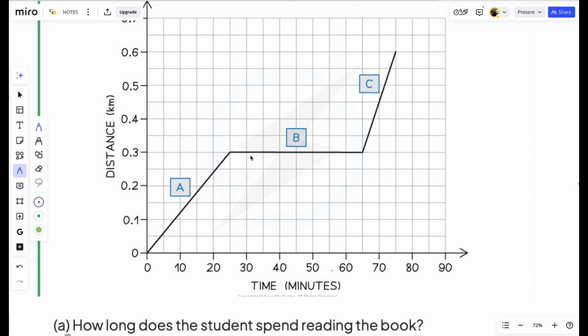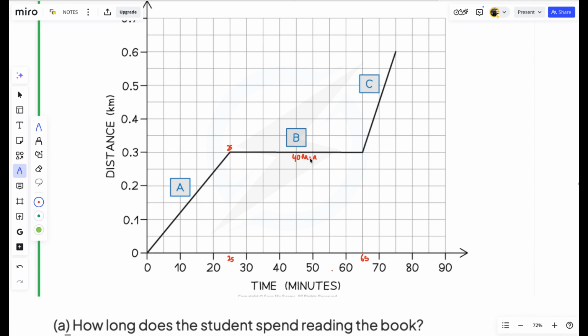Here, the student was sitting down reading from 25 minutes. If you look at this place, it's 25 minutes. If you trace it down, here's 25 minutes because the time is in minutes. Between 25 minutes to 65 minutes, we have to find how many minutes that was. So you say 65 minus 25, so you're going to get 40 minutes. So the student was resting for 40 minutes. Remember, in a distance-time graph, this horizontal straight line means your resting time. Meaning the student was resting for 40 minutes.